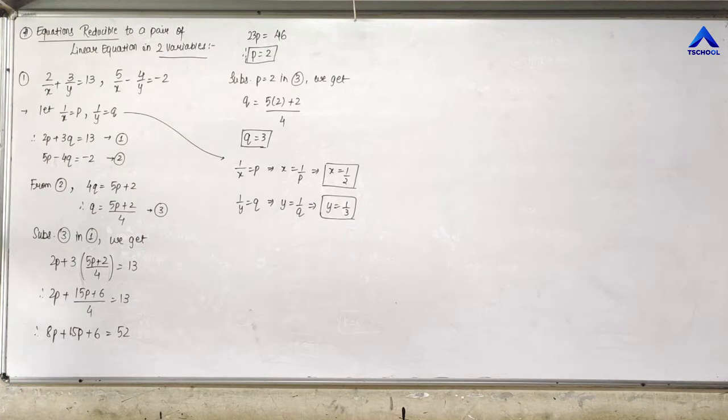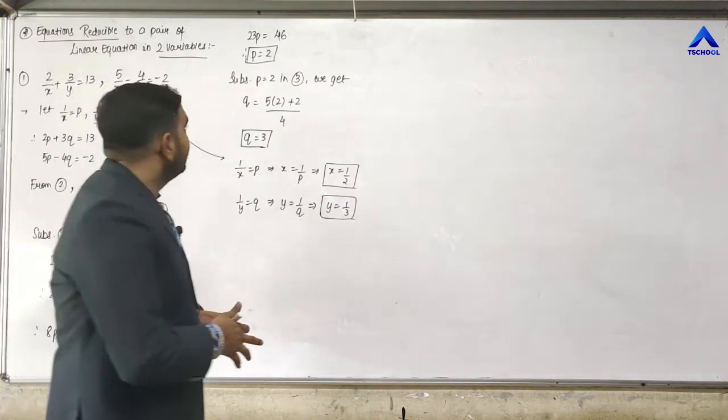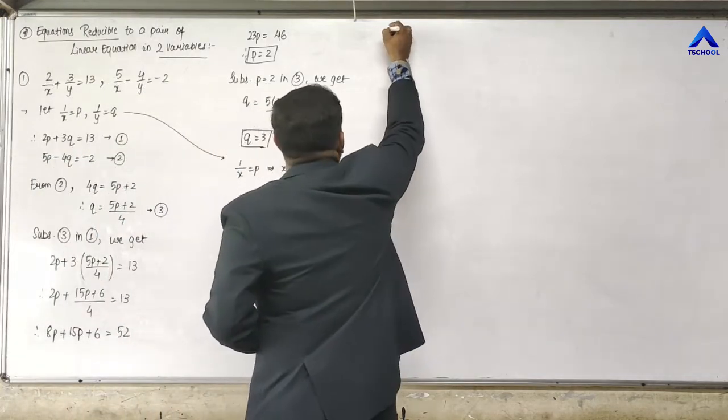Right, so in this way you can solve the equations that are not given in the form of a pair of linear equations in two variables, but are given as equations which can be reduced to a pair of linear equations in two variables. Right? Okay friends, so let us solve one more of this kind, that is the second one.